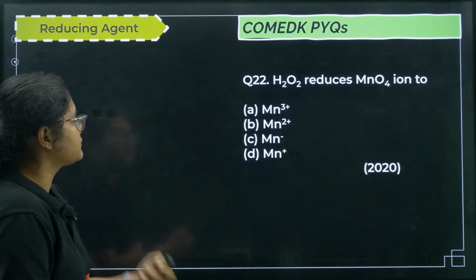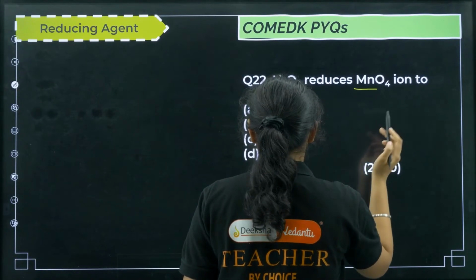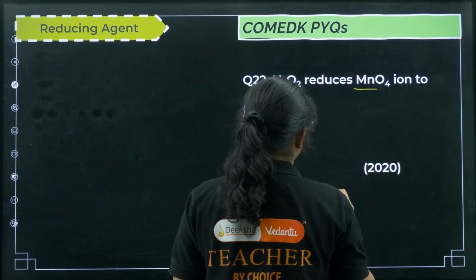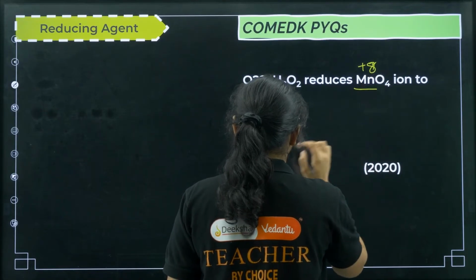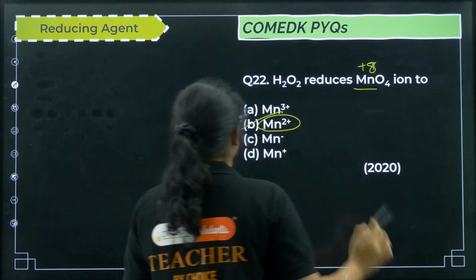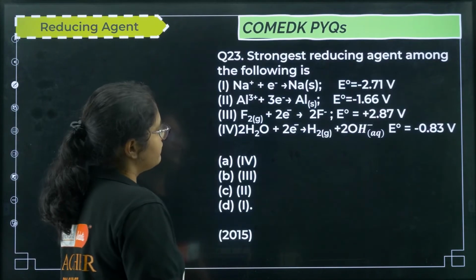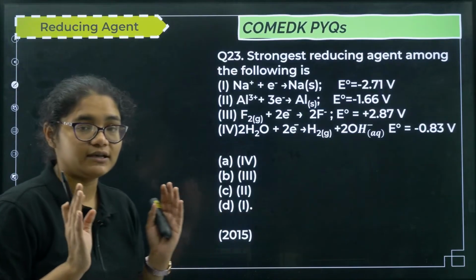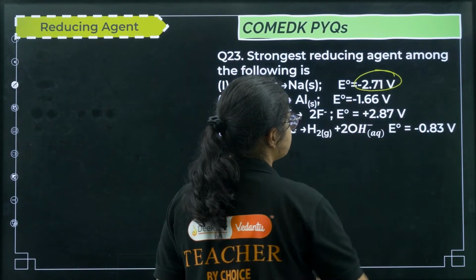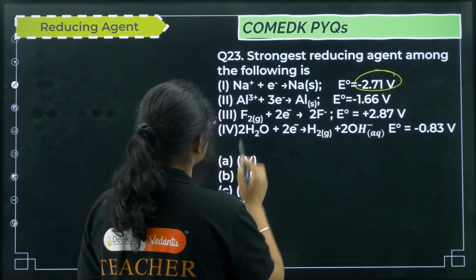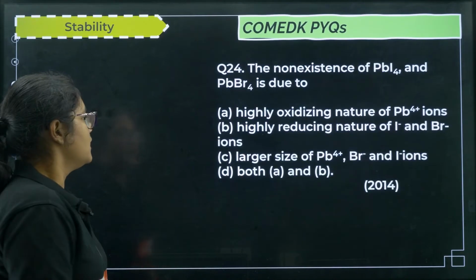Okay. Next, question number 22. H2O2 reduces MnO4- ion. Okay, so MnO4- ion is converted to Mn2+. So it is because here it is +7. Okay, in presence of H2O2 it gets converted to Mn2+. Option number B is the correct answer here. Next, strongest reducing agent among the following. The same thing, the one which has the least reduction potential. So you can see here the least reduction potential is -2.71. So that is Na, and that is option number 1. Correct answer is option number D here.